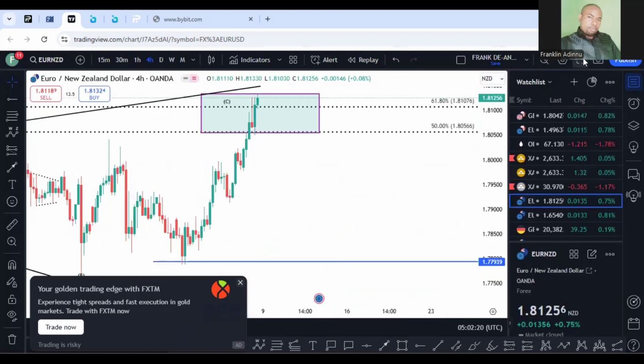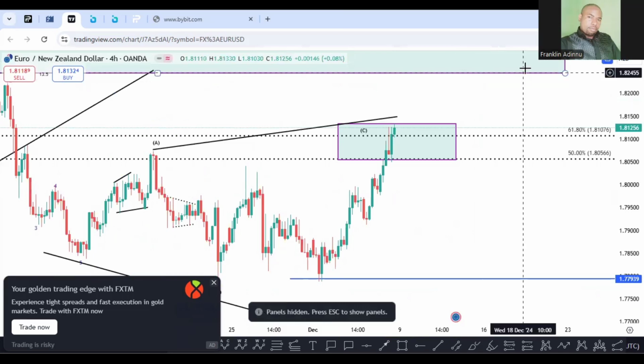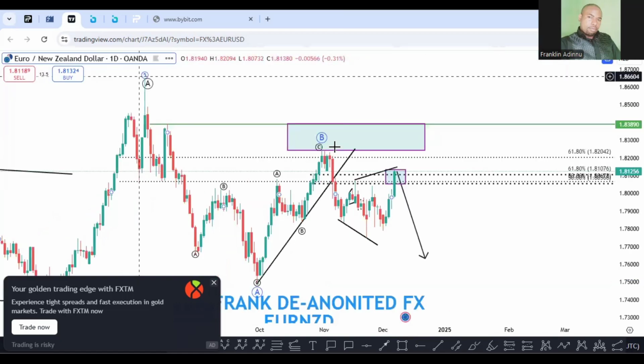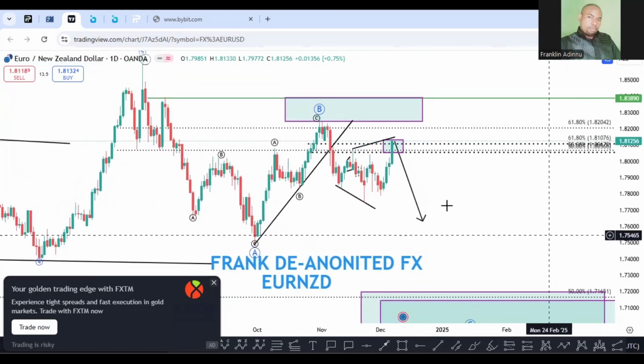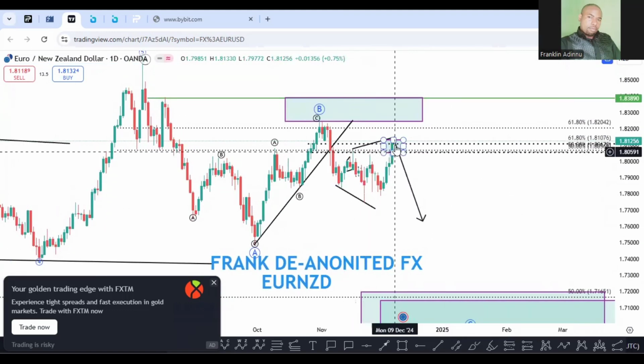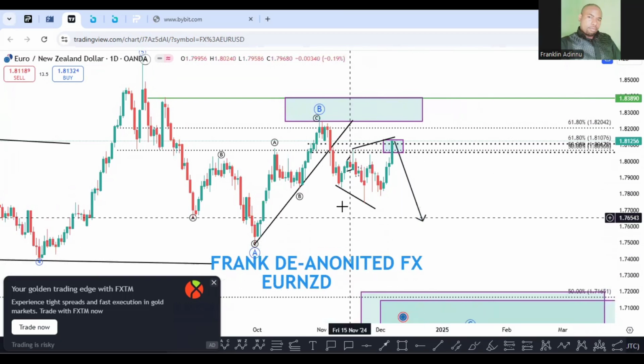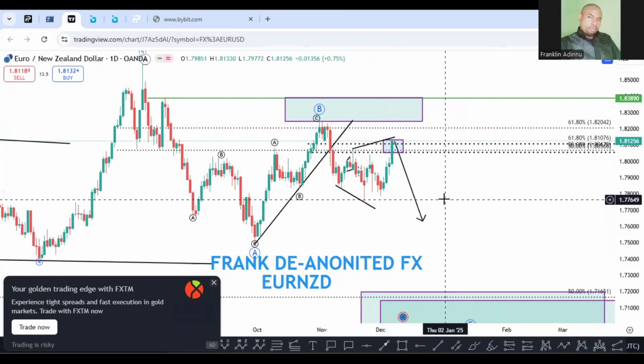Okay, what pair is this? This is Euro New Zealand. Okay, Euro New Zealand. Well, I expected it to come from here to this very place. This is where my target on New Zealand is. But due to the weakness of the New Zealand dollar, it has been flying up.